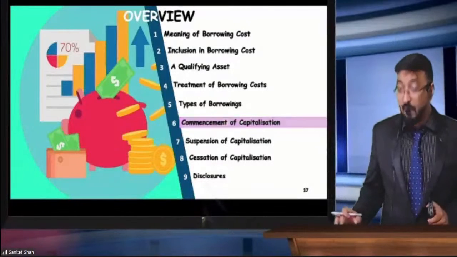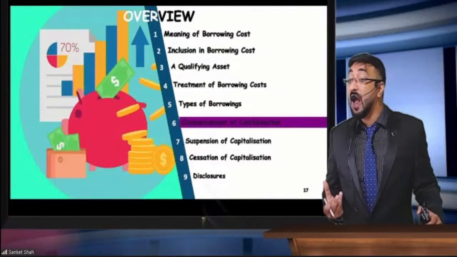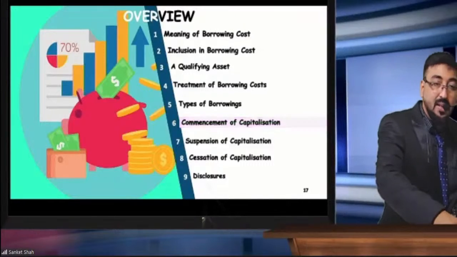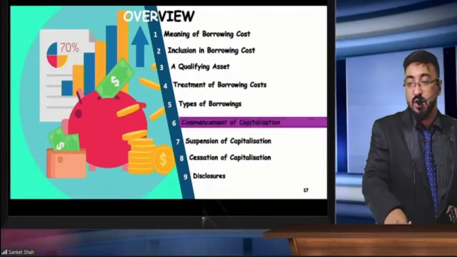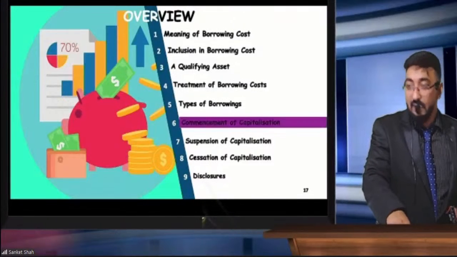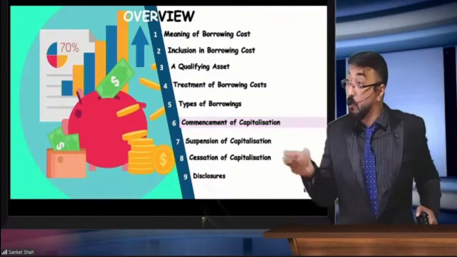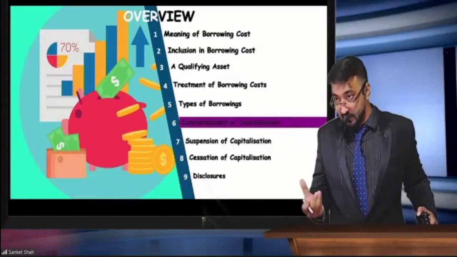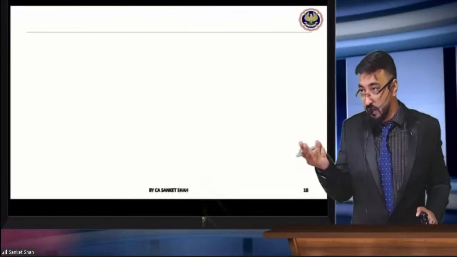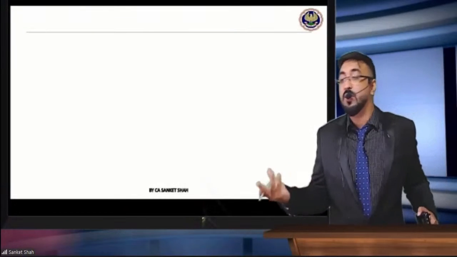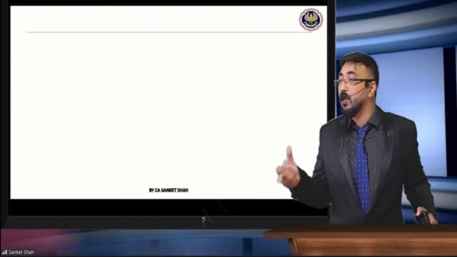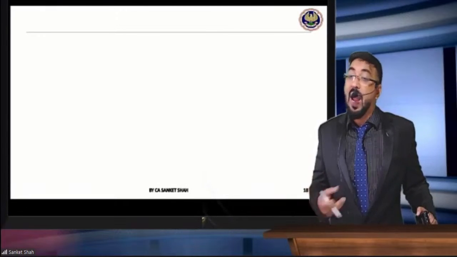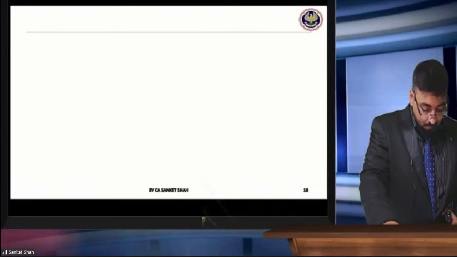Commencement of capitalization. Commencement means to start. So when will you start the capitalization process, meaning when do you start interest to be capitalized? Think logically: when we acquire the asset or acquire a loan, both are important, and only acquisition is not enough. You have to have started activities. Incurring expenses is important, because if you only borrow, no asset is created. So first, you should incur expenses. Second, you must have borrowed something. And third, activities must already have started. This is very important.